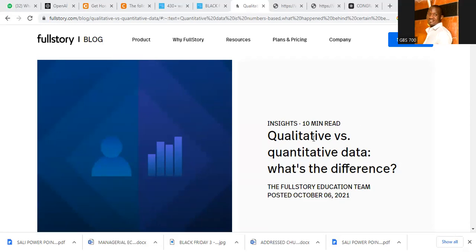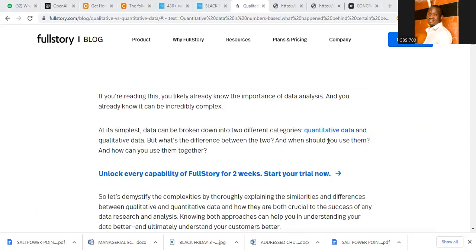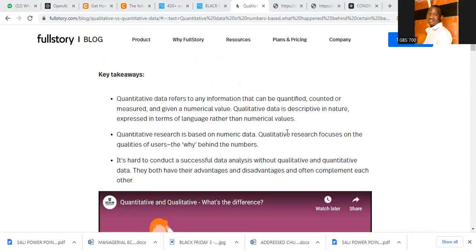We're going to start with firstly understanding what qualitative data is and what quantitative data is. From the term, we need to understand that quantitative data refers to quantifiable data, numbers that can be counted, can be measured with a numerical value. These are statistical figures, whereas with qualitative, we're dealing with descriptive information in nature, which can be expressed in language, even numerical values. For instance, your NRC, that is not quantitative, it's qualitative.